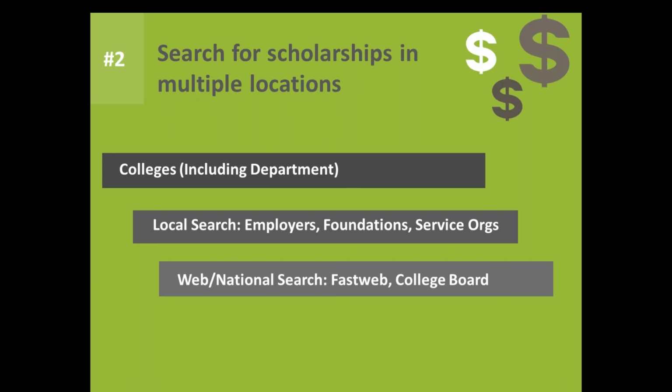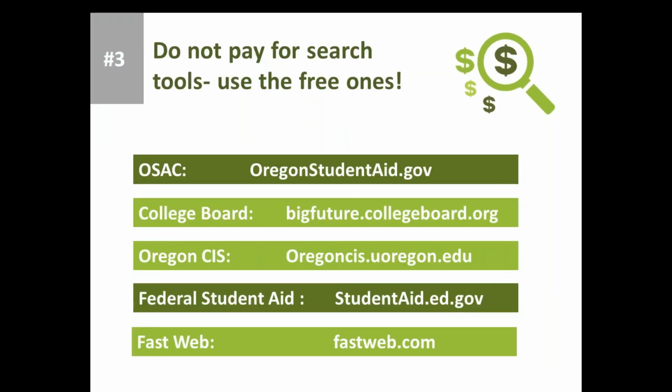And then there's the web or the national searches like FastWeb and College Board. Those are some good websites to really look for scholarships as well. You could try going down to your local WorkSource or employment department. They may have some additional search websites as well.